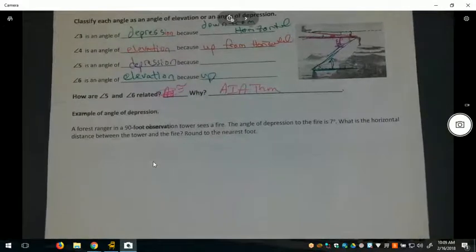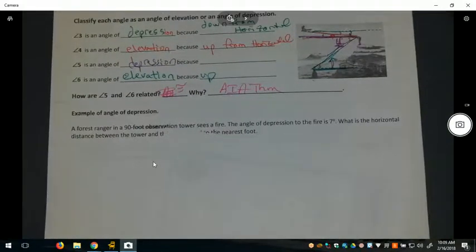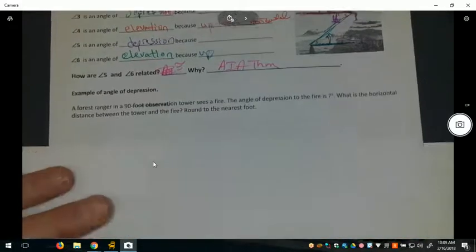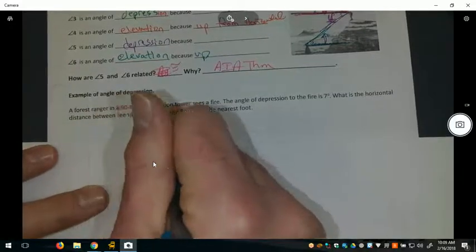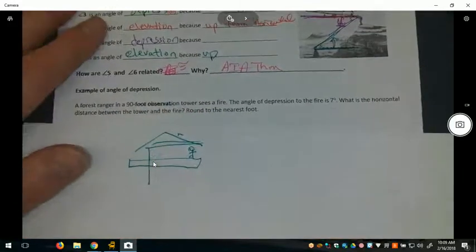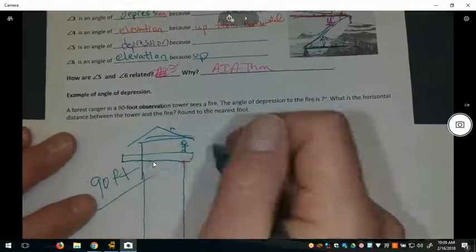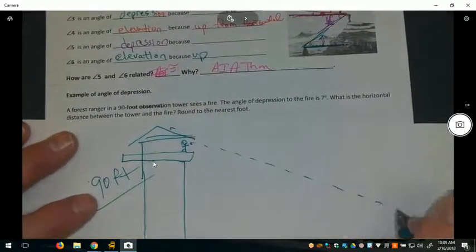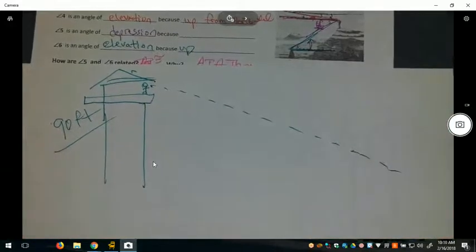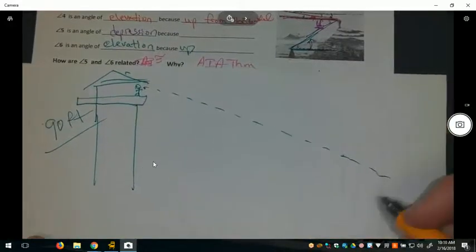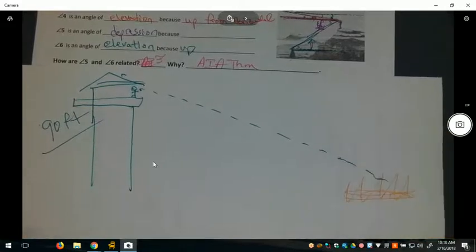Welcome back. Forest ranger in a 90-foot tower. So here's what most people screw up on. They draw this nice little picture, and so they have their little tower. Here's my tower. It has a deck, so there's the deck, here's the roof line. And there's the forest ranger standing at the top of this tower. It's a 90-foot tower. And they're looking out, and all of a sudden they're looking down, and they see, because we know they're looking down because it's an angle of depression, a forest fire.